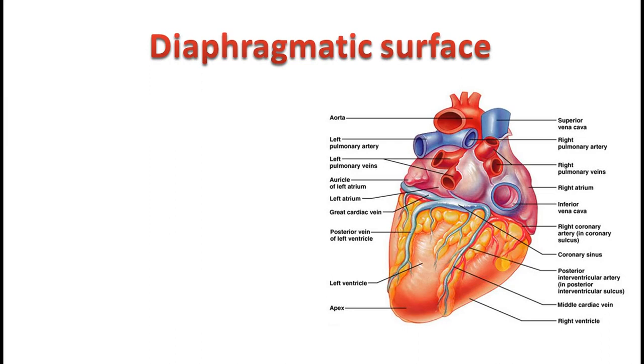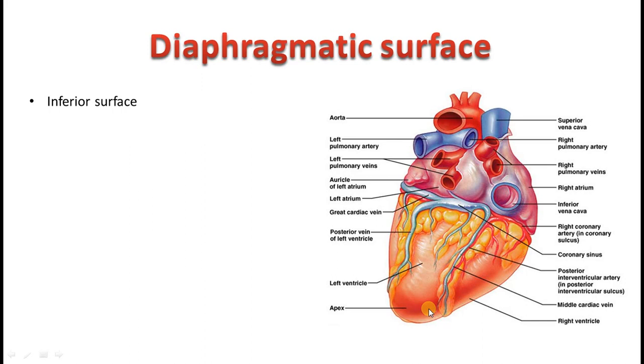So we have seen about the sternocostal surface. Now moving on to the diaphragmatic surface. The diaphragmatic surface is also called the inferior surface and is mainly formed only by the ventricles. The base is formed only by the atria. We have seen that the base is mainly formed only by the atria. Here only ventricles form the diaphragmatic surface. It is somewhat flattened, or you can simply say it is flat, and it is the inferior surface.